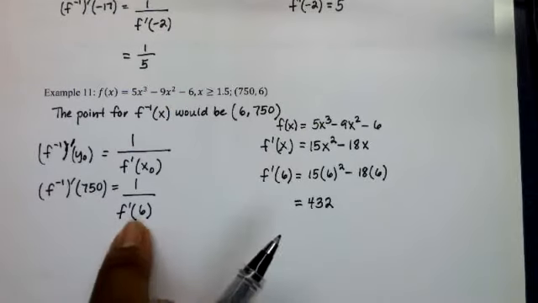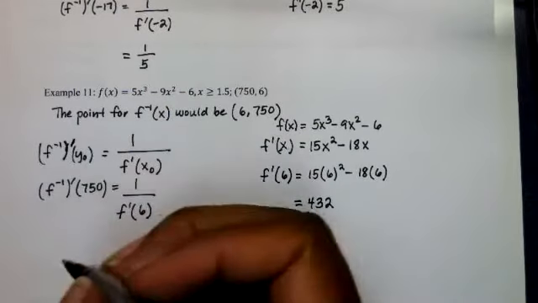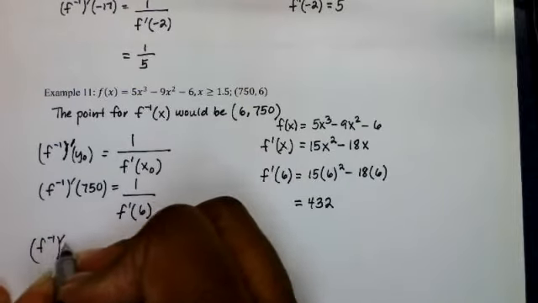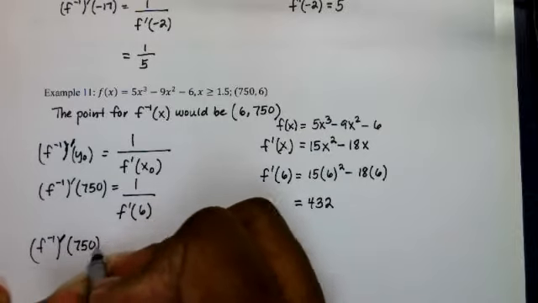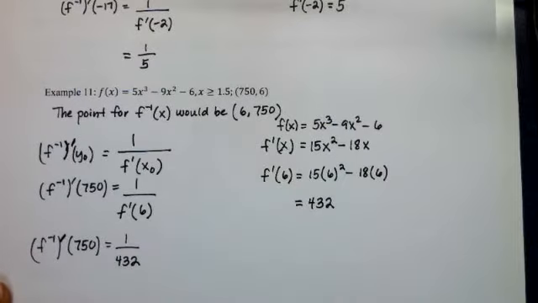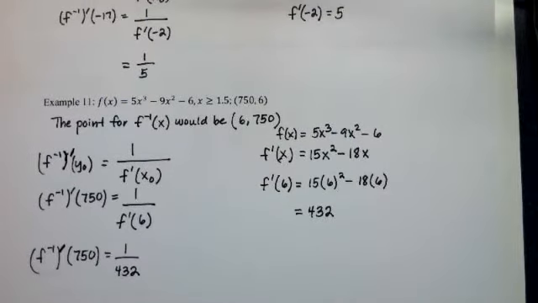So I'll just substitute that f prime of 6 with that 432. So f inverse prime of 750 would be 1 over 432. And that's all they asked for here. So the derivative of that inverse function at 750 will be 1 over 432.